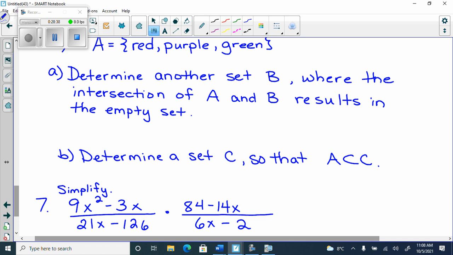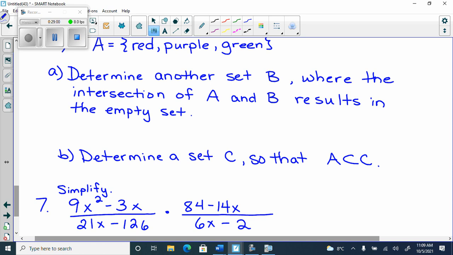Yeah. Red, purple, and green. It could contain anything else. It could contain pig, puppy. It could contain blue. It could contain chartreuse. It could contain my name. It could contain whatever, as long as it does not contain red, purple, and green. So whatever you picked for B, just can't have red, purple, and green. I don't care what you pick, just can't have red, purple, and green.